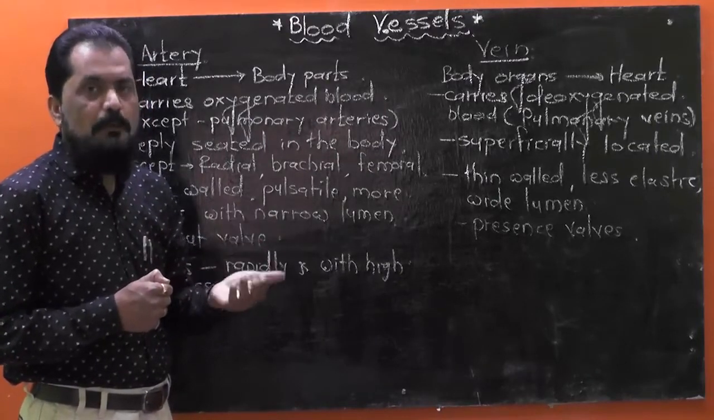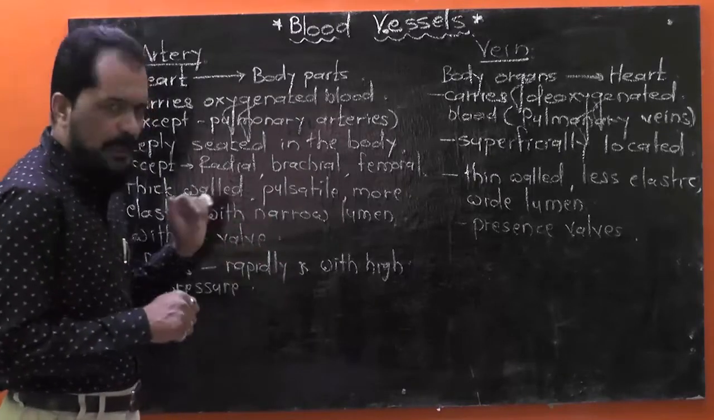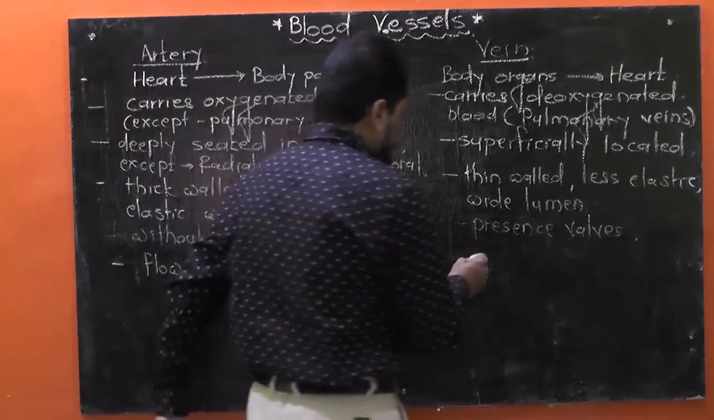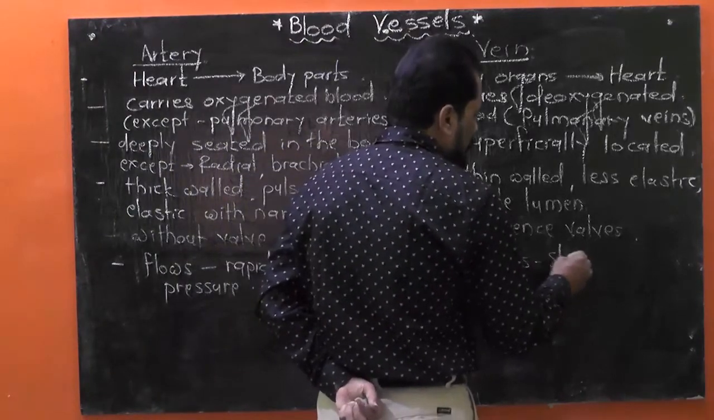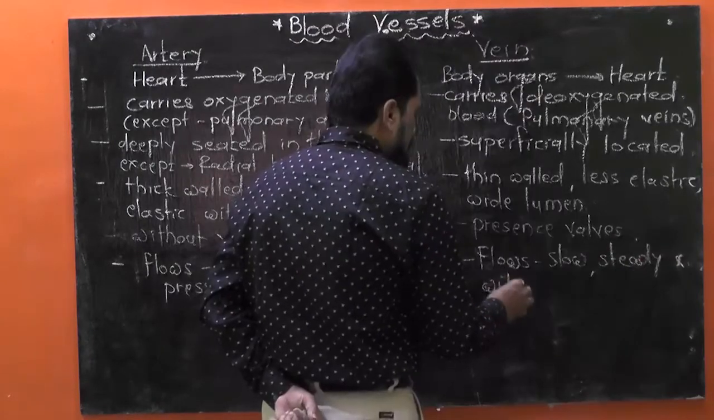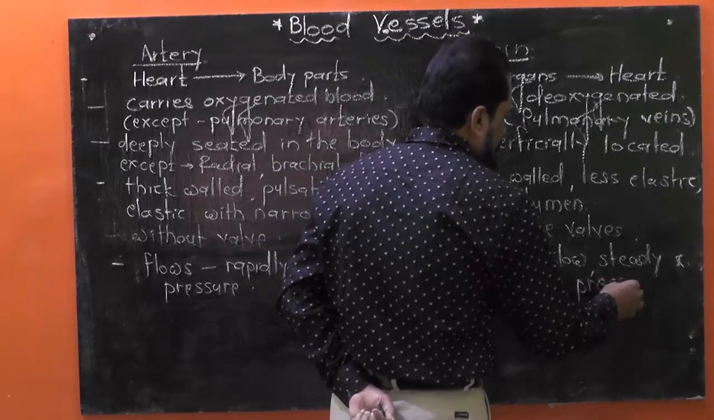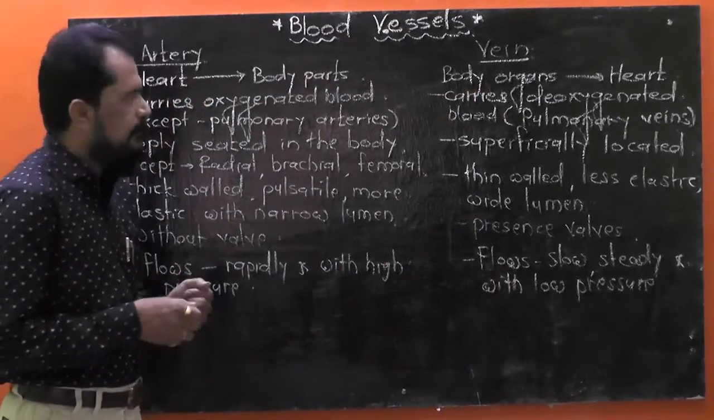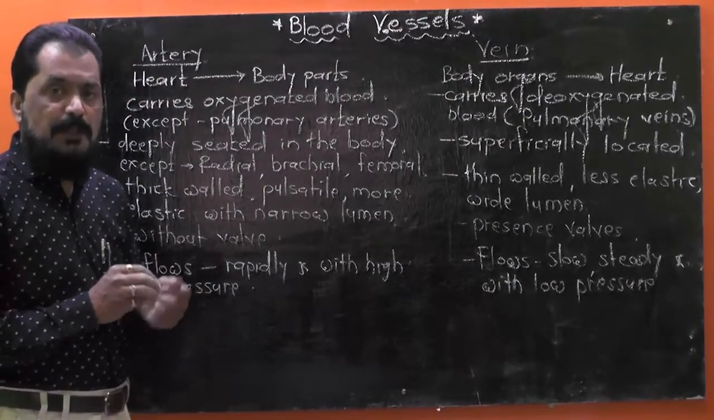And that's why there is less chance of reverse flow, back flow of blood, and therefore there is no need of valves in arteries. On the other hand, here in veins the flow of blood is slow, steady and with low pressure. And therefore there is a need of valves to prevent the backflow of blood. After death, the arteries generally become empty.